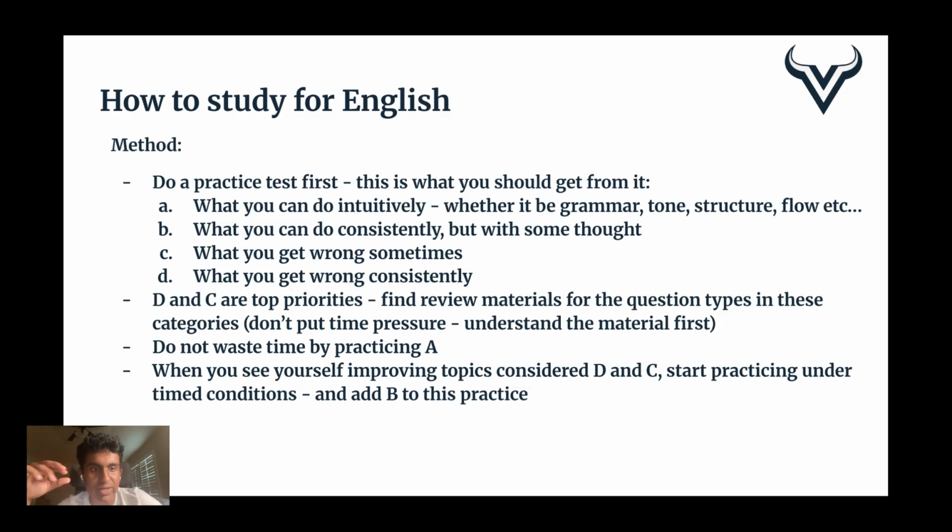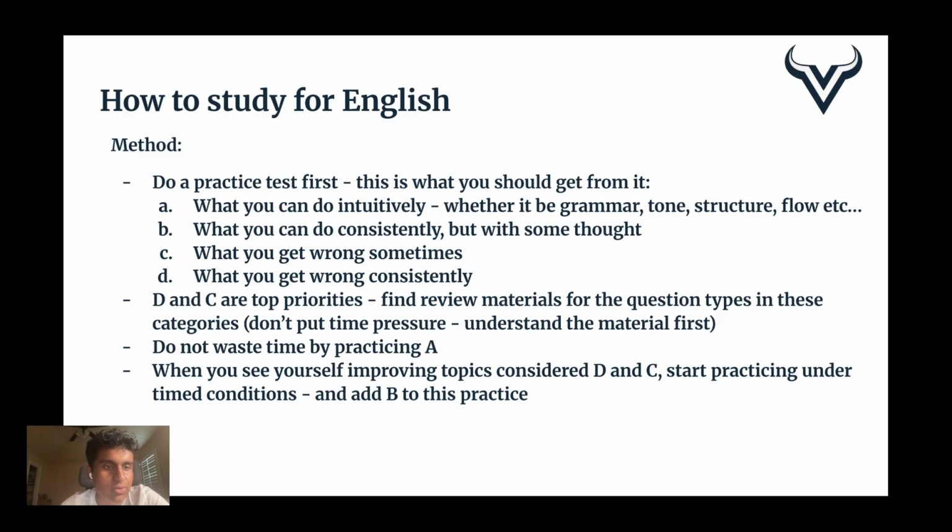Then the second bracket is you can do it consistently and you can get that concept right consistently, but you have to take some time to think about it. So this is where now you have to improve your time, but your accuracy is already good. Then the third bracket is what you get wrong sometimes, and you have to think about it. So basically, if you're getting things wrong sometimes, you want to try and remedy that to make it a perfect area for you. And then lastly, of course, what you get wrong consistently. This is obviously the first thing you want to try and fix.